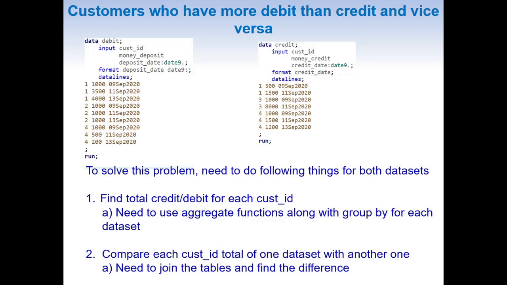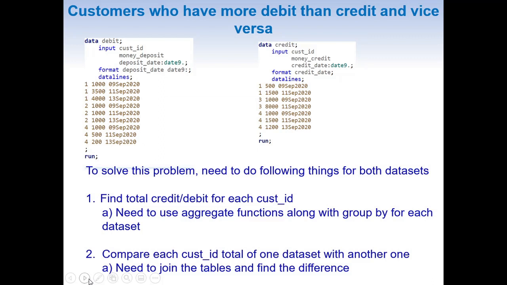To solve this problem, first we need to aggregate values by group. What does that mean? If I have to compare ID 1 in the debit table with ID 1 in the credit table, I need to sum up by ID. Once I sum up for ID 1 here, I also need to sum up for ID 1 in the credit table. To do this sum, we need to use an aggregate function along with the group by for each data set. Once we have done aggregation per group, next we have to compare each cust ID, which means we have to bring the data together. For that, we need to join the tables and then do the difference.